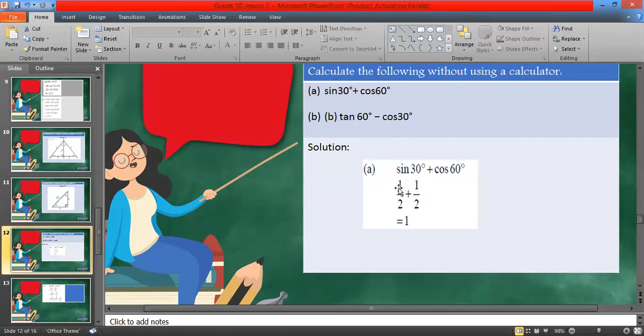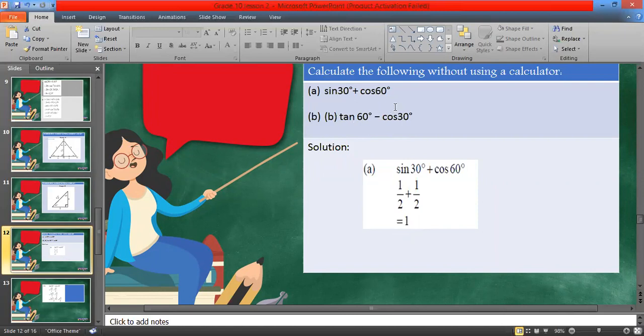Sin 30 is half. Cos 60 is also what? Half. And half plus half gives what? 1. Okay. So that means sin 30 plus cos 60 gives us 1. Hope you understand. Right. So how do you find sin 60 minus cos 30?